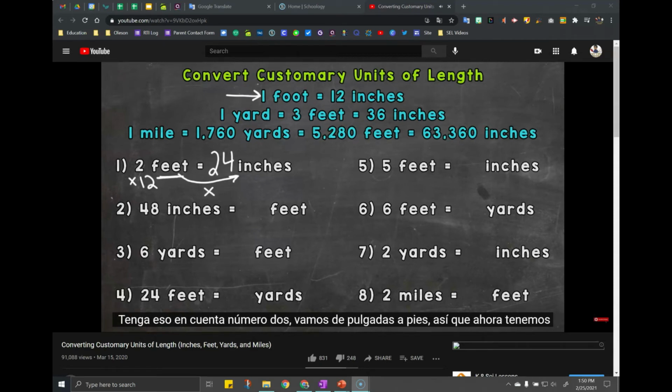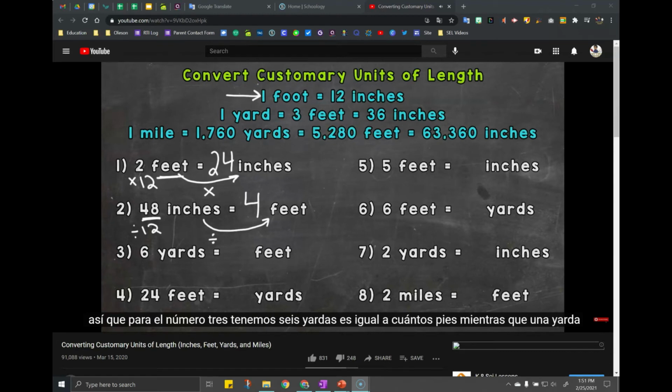Number 2, we're going from inches back to feet. So now we have 48 inches equals how many feet? Well, if we think about it, we need to split this 48 inches into groups of 12, because each one of those groups of 12 is a foot. So we're going to need to do 48 divided by 12. And 48 divided by 12 gives us 4 feet. And we went from a smaller unit of measure, inches, to feet, so we used division. A smaller unit of measure to a larger, we use division.